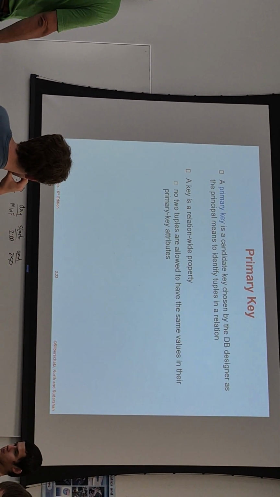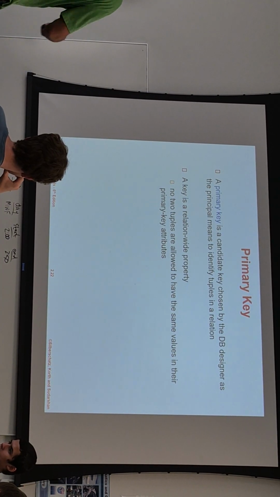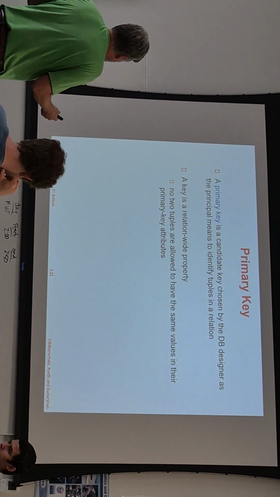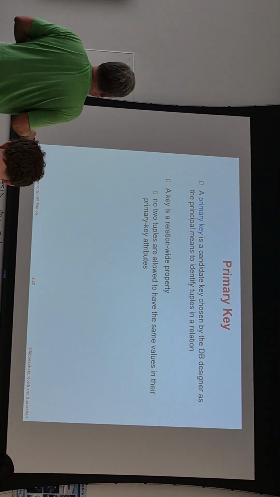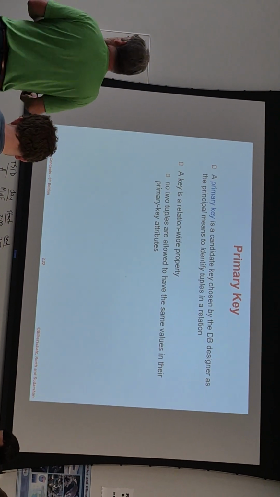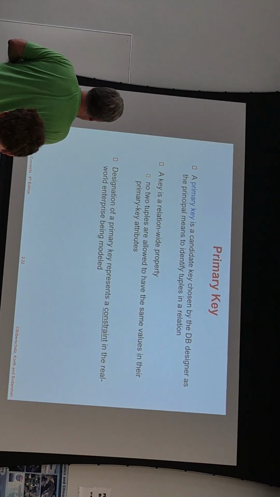And a key is a table-wide property. The way that you order your rows in your table applies to the entire table. No two rows are allowed to have the same values in their primary key attributes because they have to be unique, right? I think this is just repeating stuff that we already know.